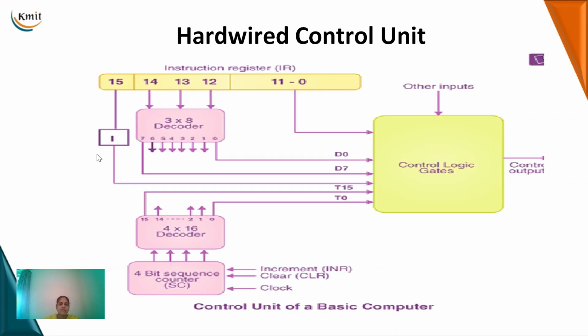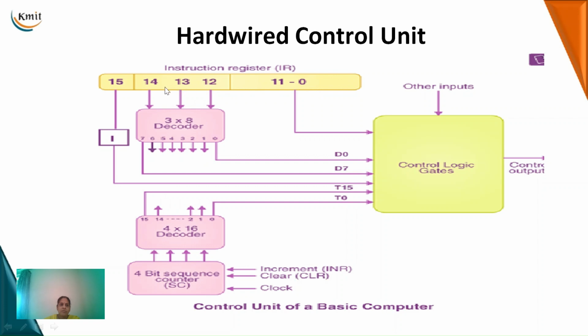So if you see here, this is the control unit of a basic computer. It consists of two decoders, a sequence counter, and a control logic gate. Whatever instruction is fetched from the memory unit is placed into a register called the instruction register. This is a 16-bit register. The instruction register contains the I bit, the opcode, and address bits from 0 to 11.